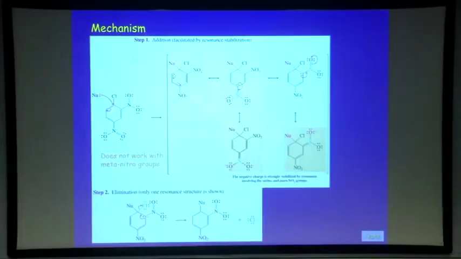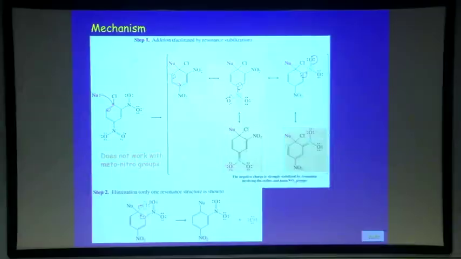group. This would work with just one nitro group, but I've added two. I made an example with two of them. The additional resonance structure is here. So the negative charge is reasonably happy. Overall, of course, the system is not as happy as where it started. In other words, it's a higher energy.